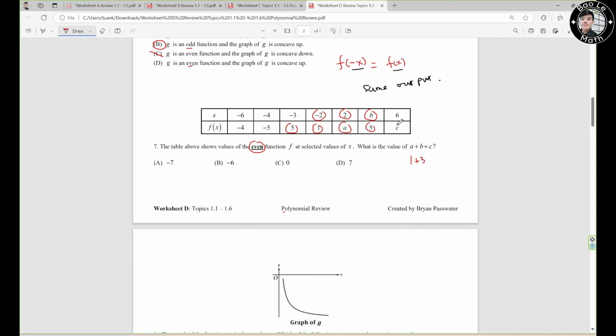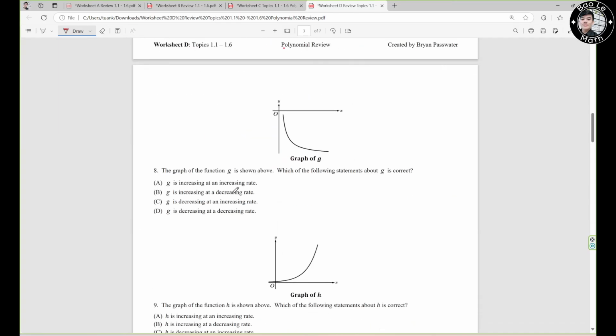Now c right here, and I look at the input right here, 6, and then the input must be opposite. So 6 and -6 right here, so c must be equal to -4. So -4. So if you add them up, the answer must be 0. So the answer is C. All right. Look at number 8.